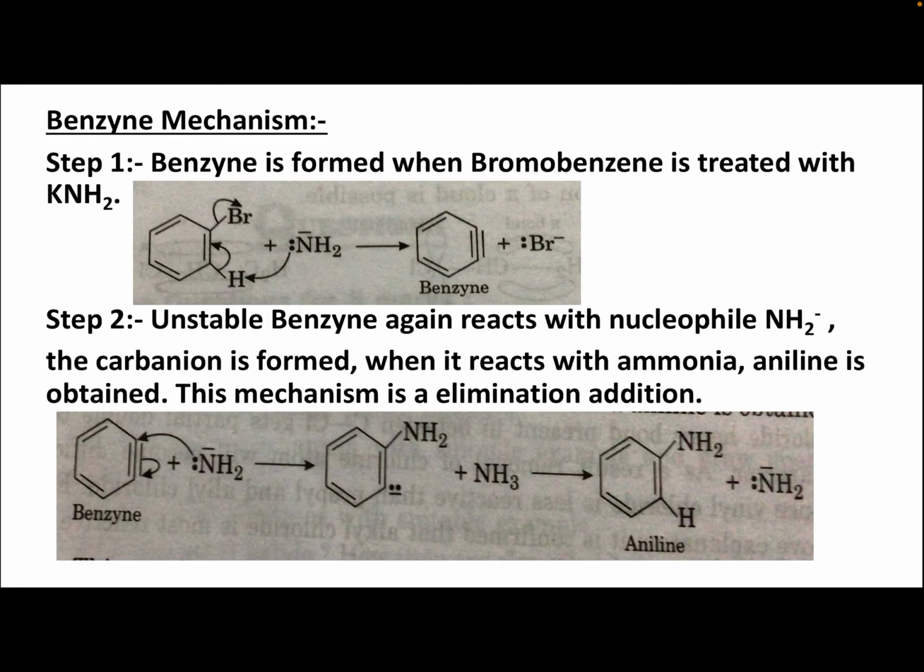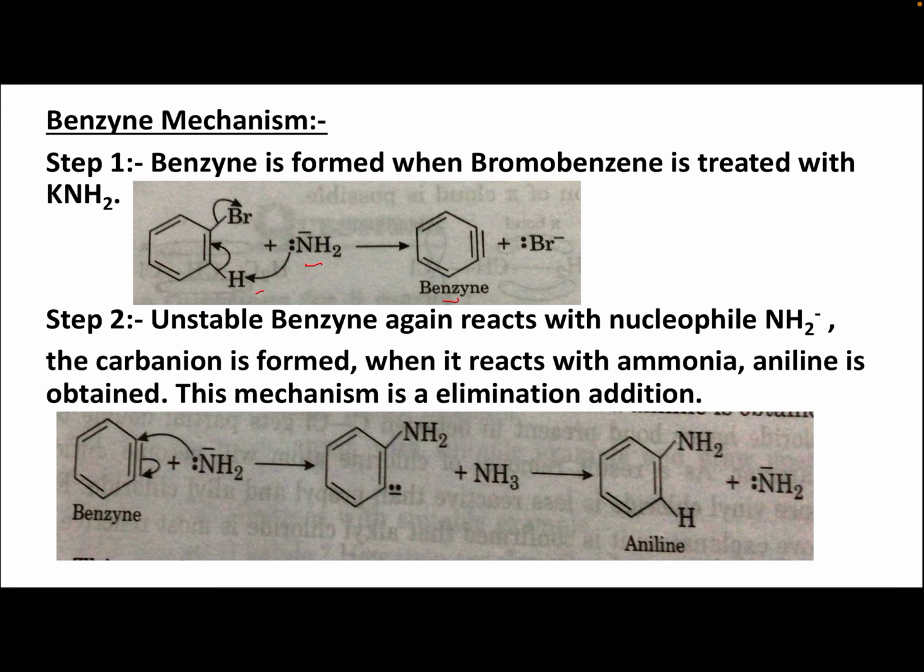Benzyne mechanism. Benzyne is formed when bromobenzene is treated with KNH2, potassium amide. So bromobenzene reacts with the NH2 minus nucleophile and you get benzyne. See how the bond is shifting: the H is breaking here and the bond is shifting here, and bromine is removed as Br minus. So here benzyne is formed and the triple bond is formed.